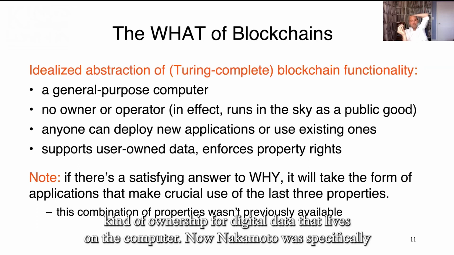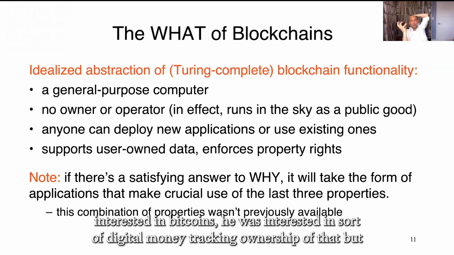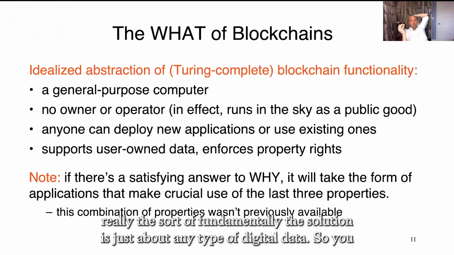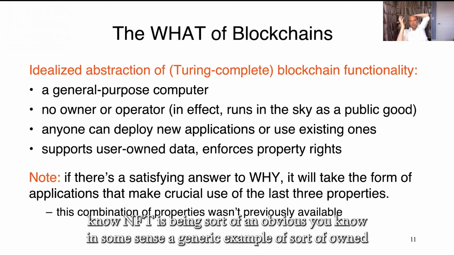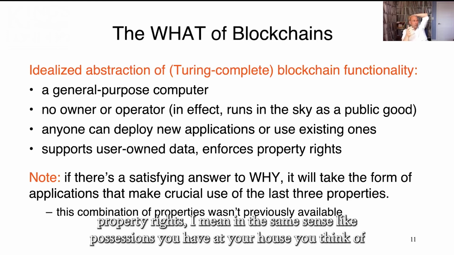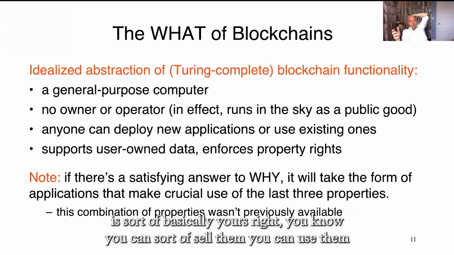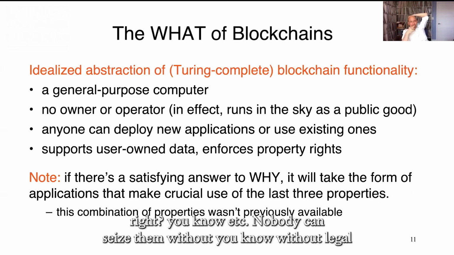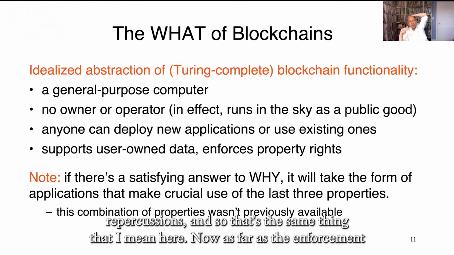Now, Nakamoto was specifically interested in Bitcoins, digital money, and tracking ownership of that. But fundamentally, the solution applies to just about any type of digital data. NFTs are an obvious, in some sense generic, example of owned digital data. So that's the first comment: what should you think about when I say property rights? In the same sense that possessions you have at your house are basically yours, you can sell them, you can use them, and nobody can seize them without legal repercussions. That's the same thing I mean here.